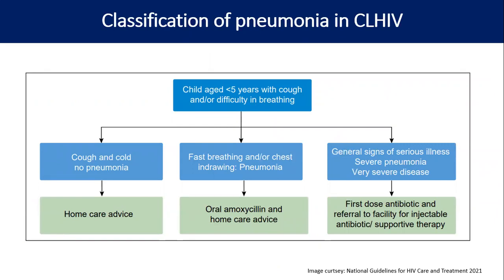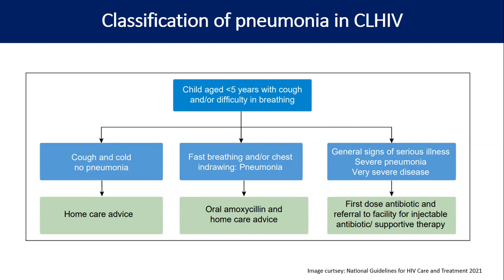CLHIV: child less than 5 years of age with cough and/or difficulty in breathing. So if there is only cough and cold and no pneumonia, we provide home care advice. But if there is fast breathing and/or chest indrawing, then this shows it is pneumonia, and we start oral amoxicillin and home care advice.